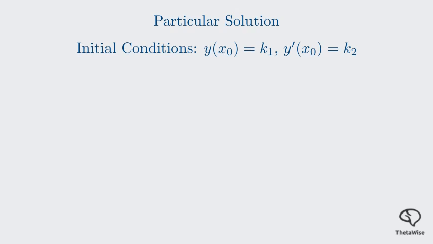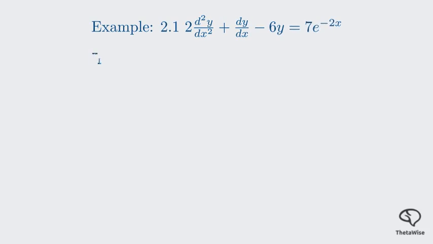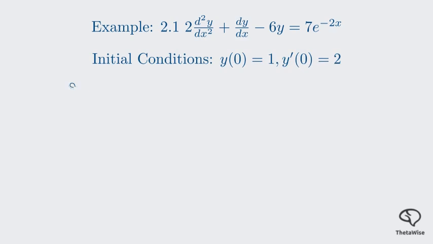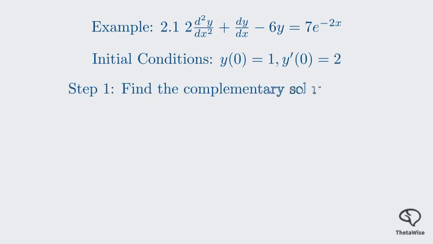Let's work through a full particular solution problem. This combines everything we've learned so far. Consider problem 2.1: 2 d2y/dx2 plus dy/dx minus 6y equals 7e to the power of 2x, with the initial conditions y(0) = 1 and y'(0) = 2. Step 1. Find the complementary solution, y_c.